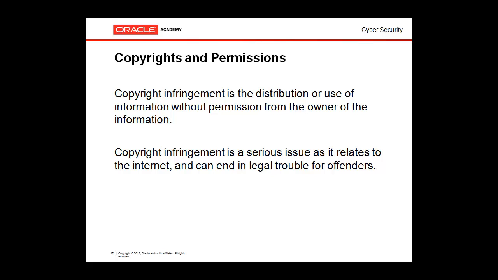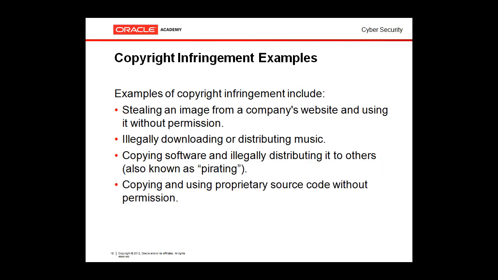Copyright infringement is the distribution or use of information without permission from the owner of the information. Copyright infringement is a serious issue as it relates to the internet and can end in legal trouble for offenders. Examples of copyright infringement include stealing an image from a company's website and using it without permission, illegally downloading or distributing music, copying software and illegally distributing it to others, also known as pirating, and copying and using proprietary source code without permission.